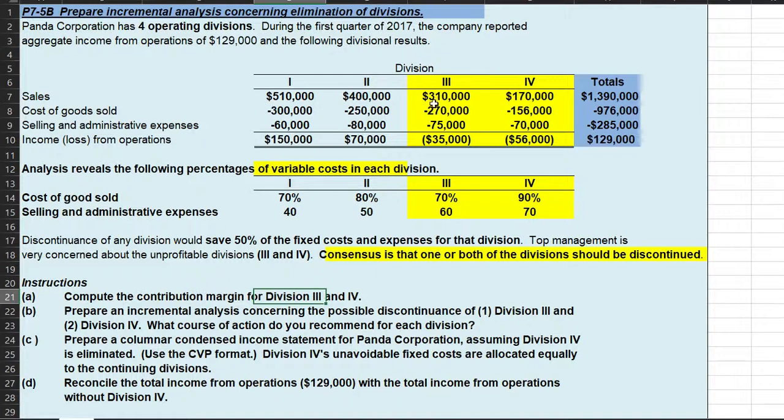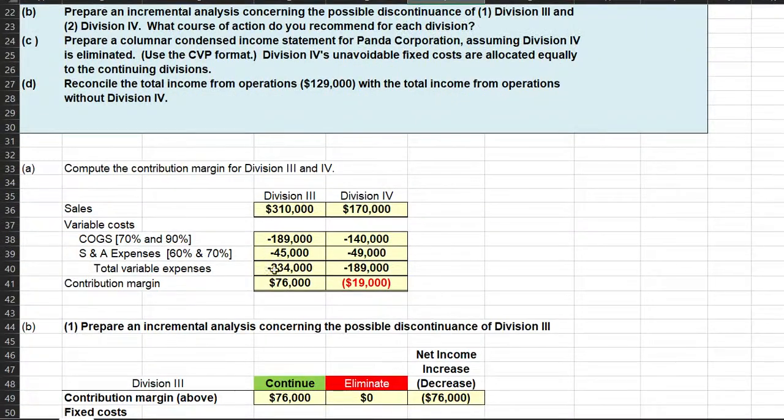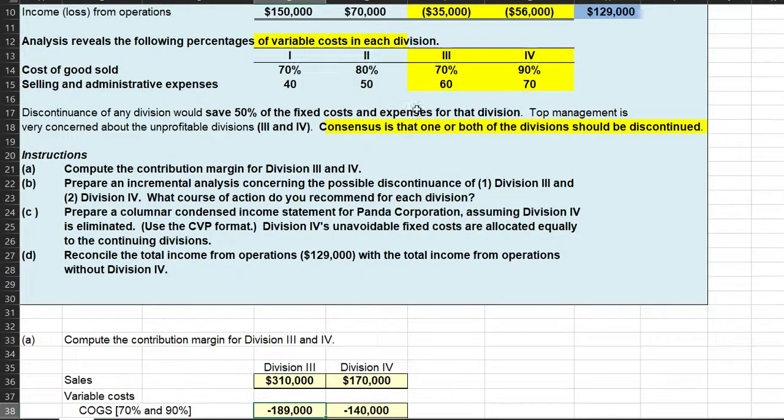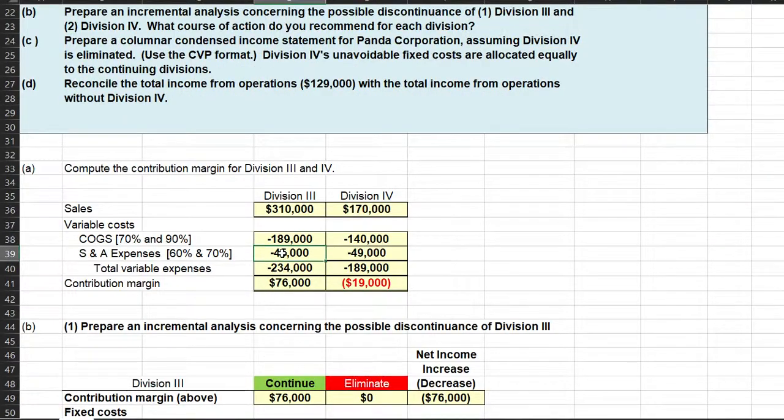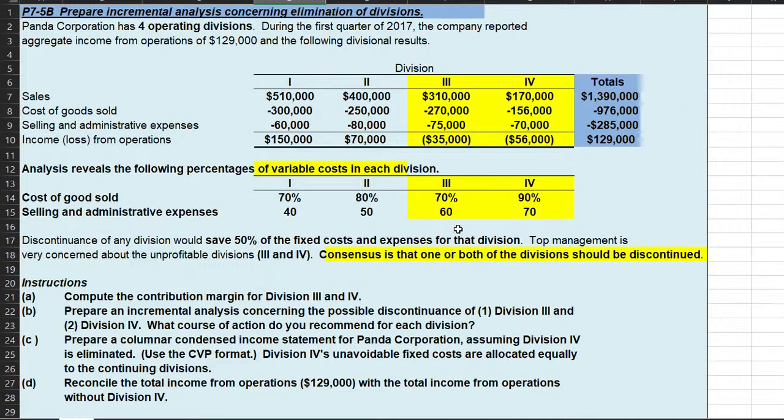Based on the data we have, revenues for Division 3 are $310,000, and we need our variable cost for cost of goods sold and for selling and administrative expenses. So we would take 70% of 270 and 60% of 75. And so you will notice here that for Division 3 we have $189,000, which is 70% of 270. And here we have $45,000 for selling and administrative expenses, which represents 60% of $75,000.